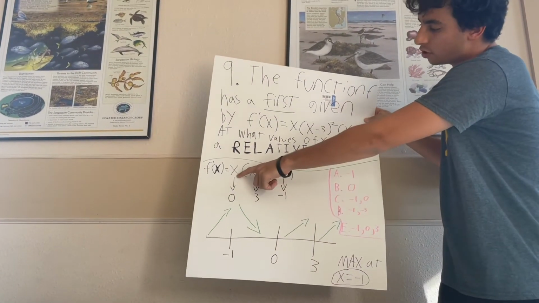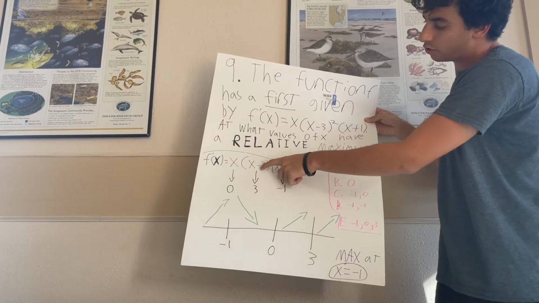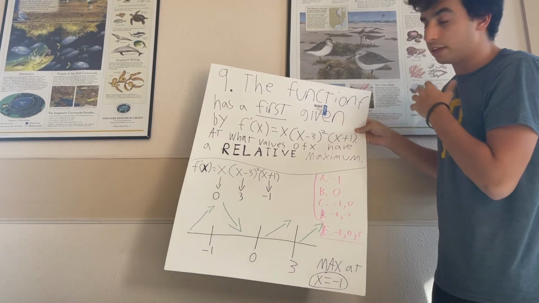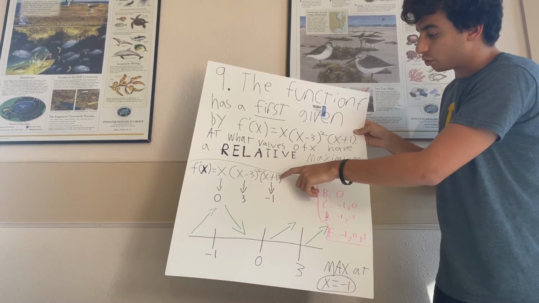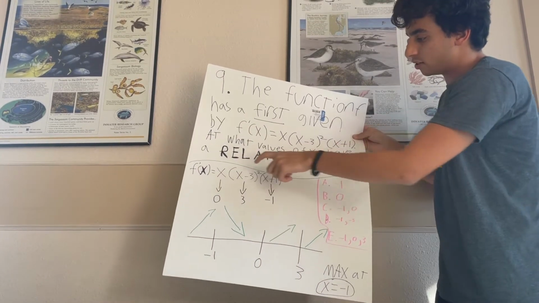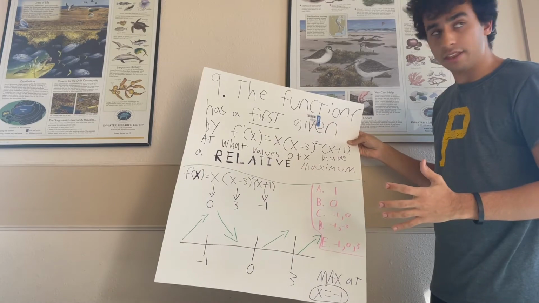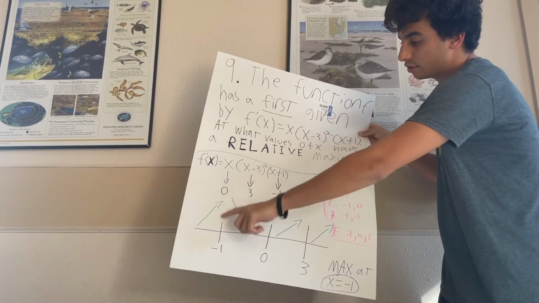I plug in negative 2 to x, I get a negative 2. Negative 2 minus 3 is negative 5, but negative 5 squared will be positive. And then negative 2 plus 1 is negative. So we get negative, positive, negative. If you multiply those together, you're going to get a positive slope.